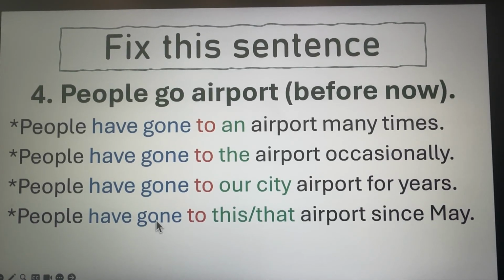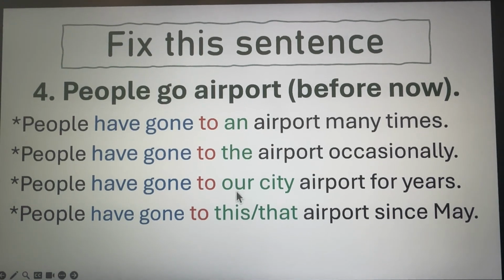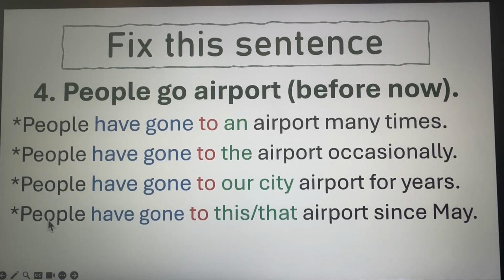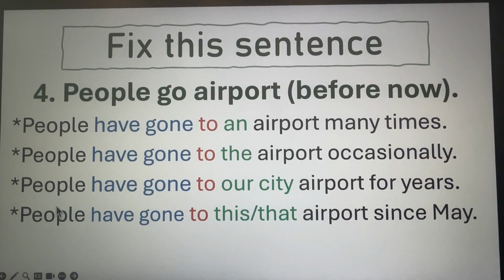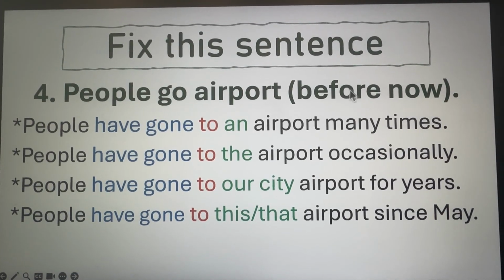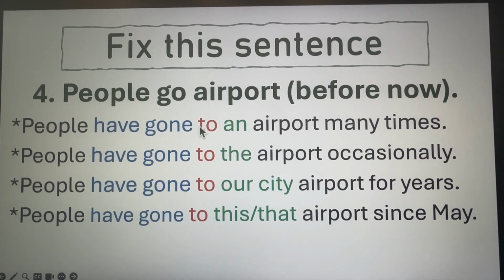People have gone to this airport since May. People have gone to that airport since May. Airport is singular. It needs something. People is plural. It doesn't have to have anything. It could, but it doesn't have to. Have gone matches before now. And I have our position word.